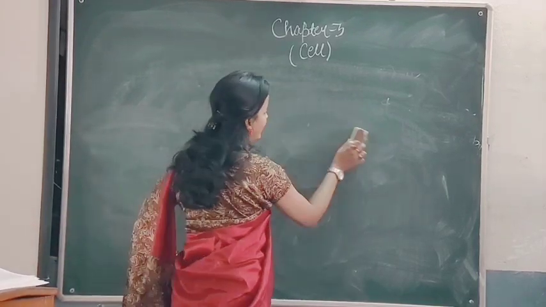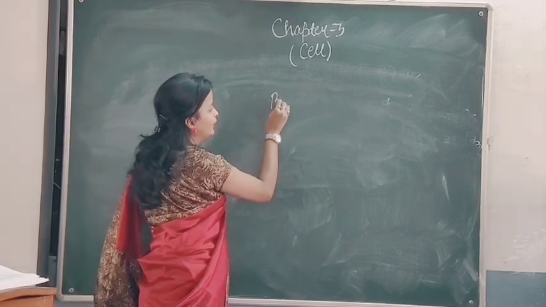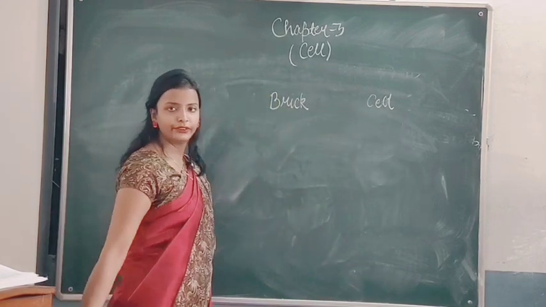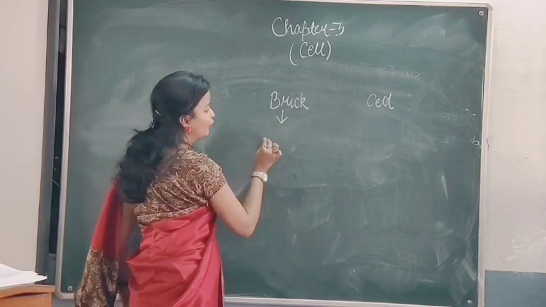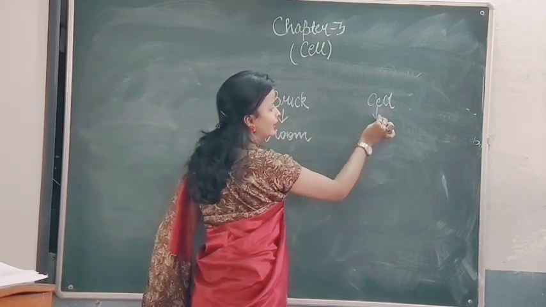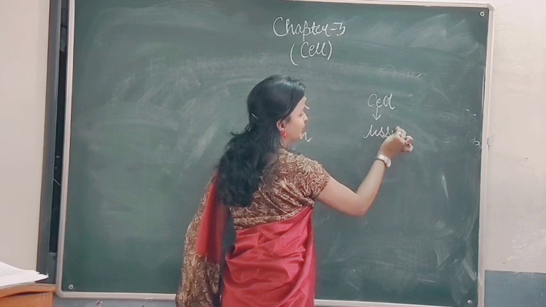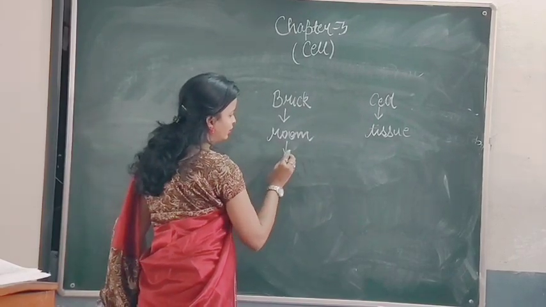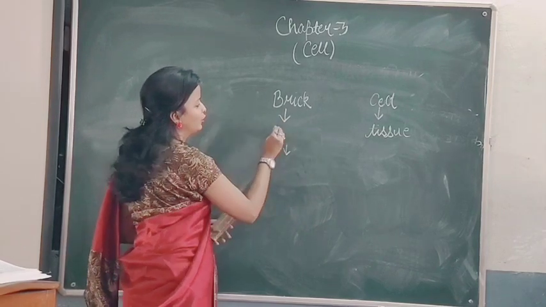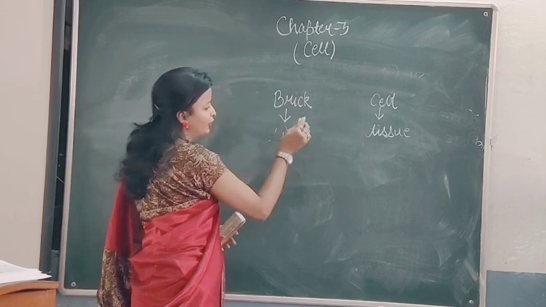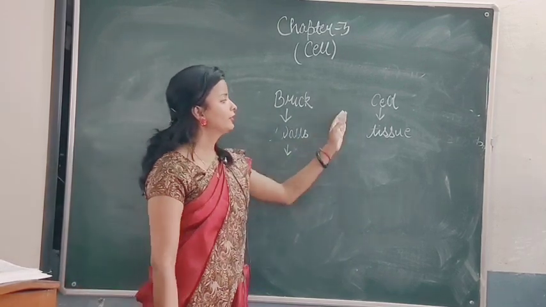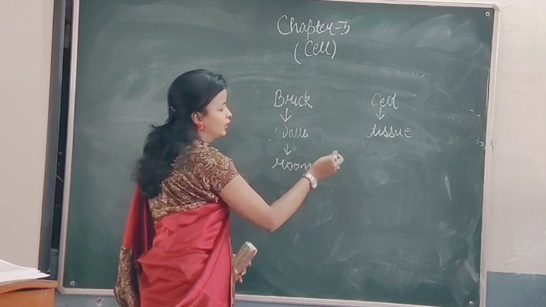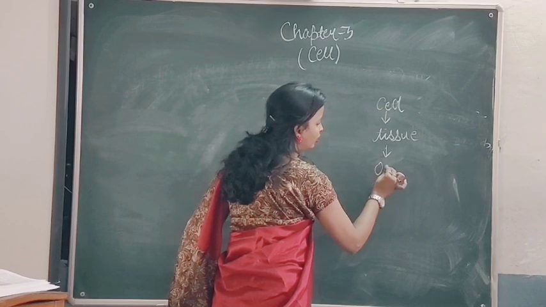So when we compare it with the house, the first thing that comes here is the brick. The first thing that comes in our body is the cell. Then bricks join together to form walls. I am sorry, I have written room here. It will be bricks joined together to form walls. Similarly, when cells are joined together, they form a tissue. Then when walls are joined together, they form a room. When tissues join together, they form an organ.